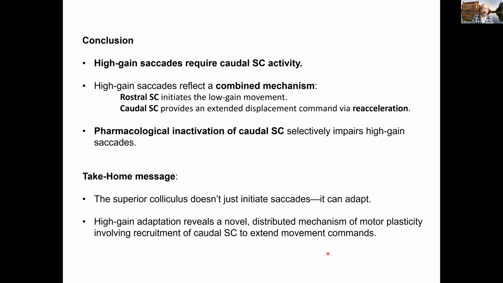So in conclusion, the inactivation supported our hypothesis. We conclude that the high gain saccades require caudal SC activity, and high gain saccade reflects a combined mechanism, basically. The rostral SC initiates the low gain movement, and the caudal SC provides an extended displacement command through reacceleration. And pharmacological inactivation of caudal SC selectively impairs the high gain saccades.